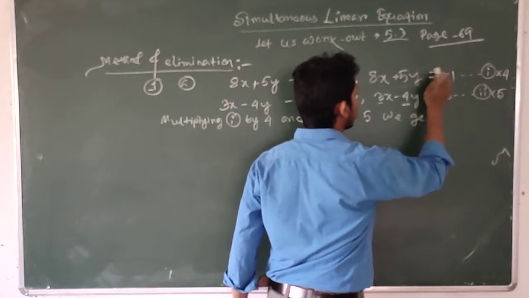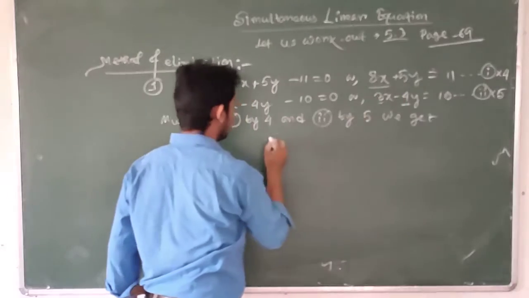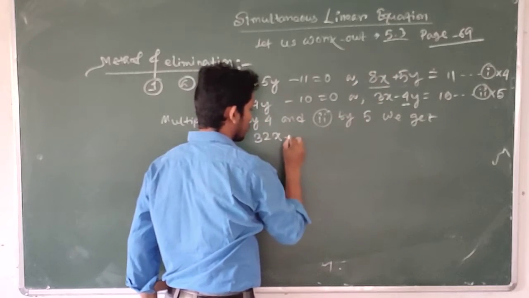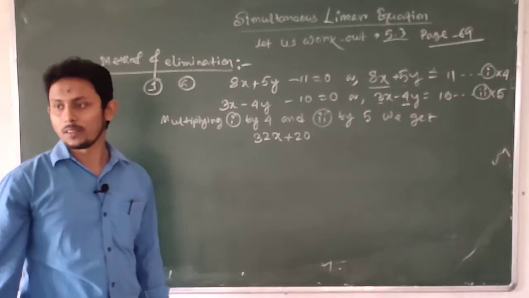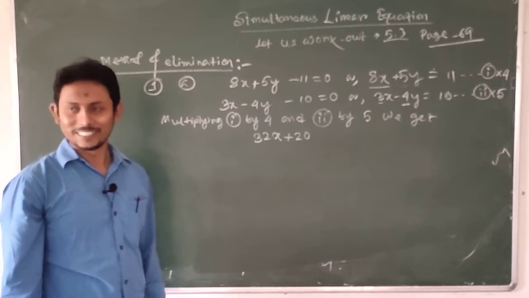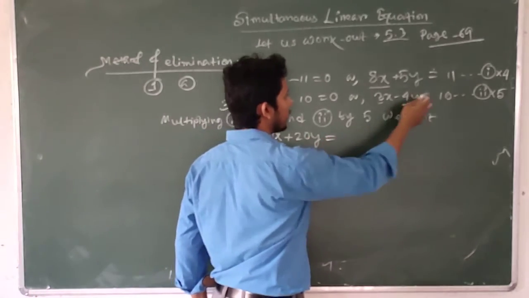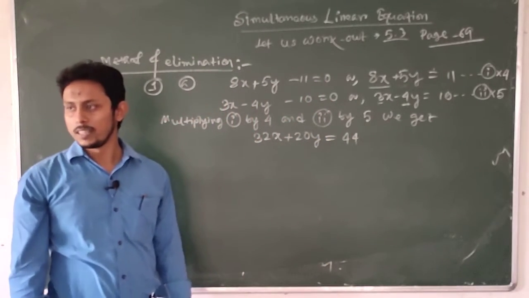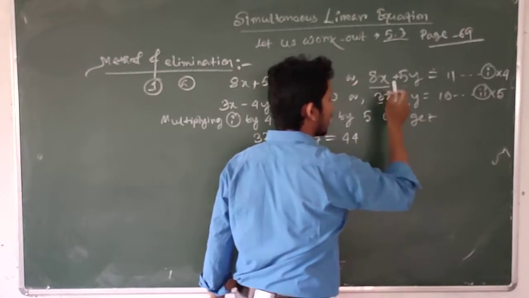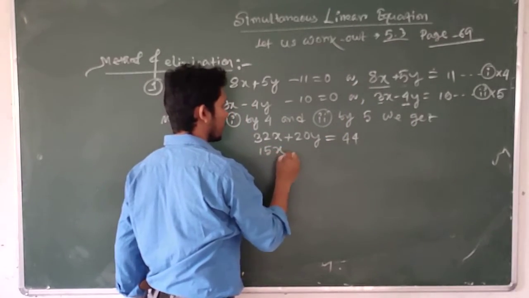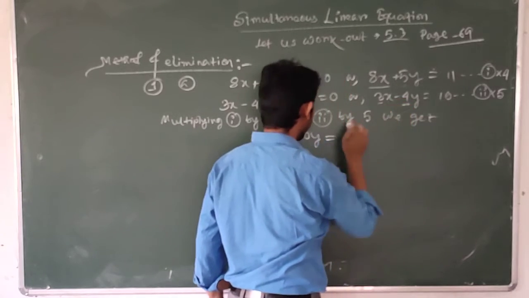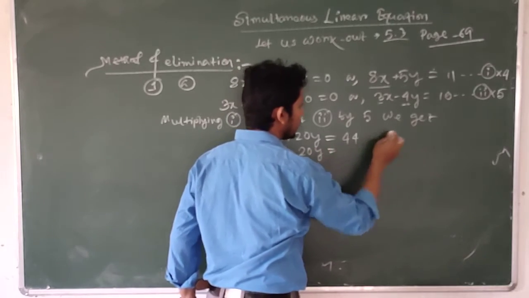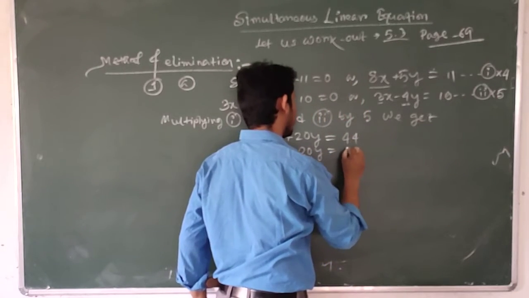So 4 will be multiplied with 8 first. 8 4s are 32, so 32x. 5 4s are 20, 20y. And then 11 4s are 44. Okay. Now there is 5 3s are 15x. And there is minus, so minus will be there, and 5 4s are 20, and 5 10s are 50.